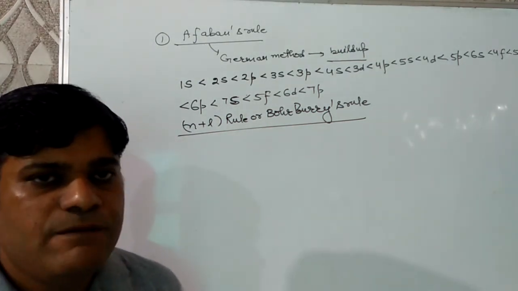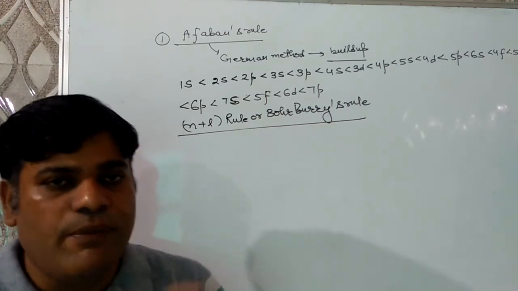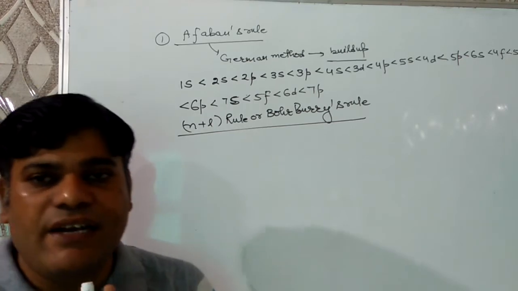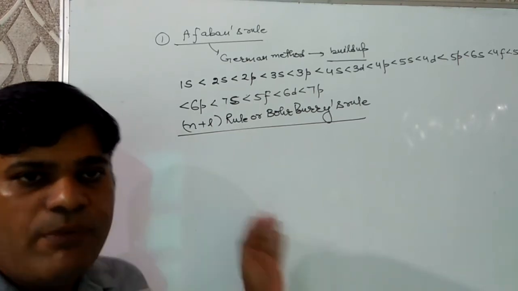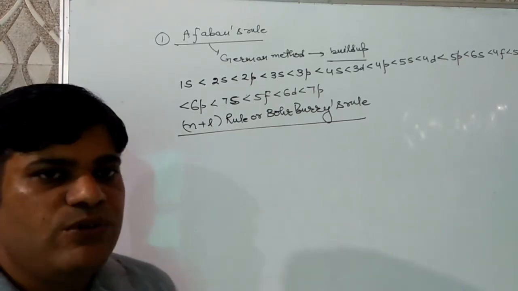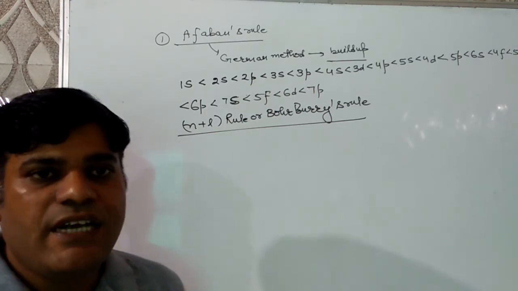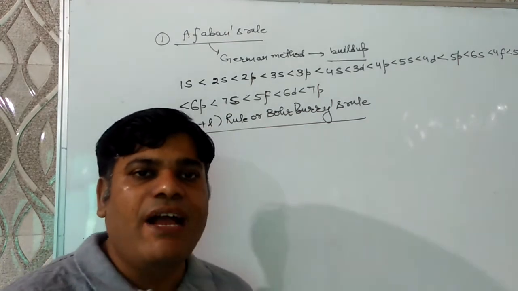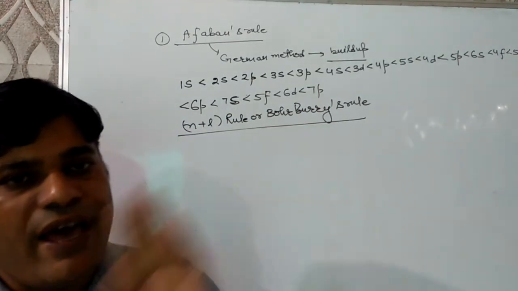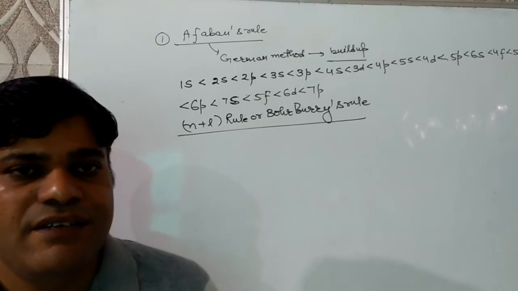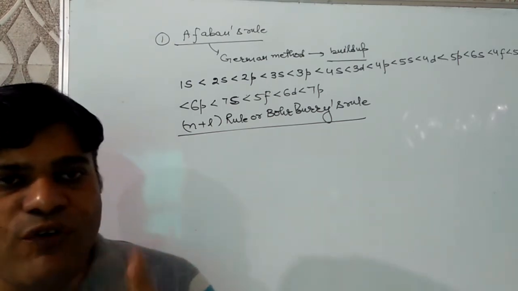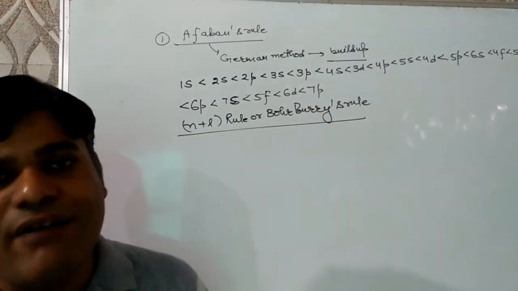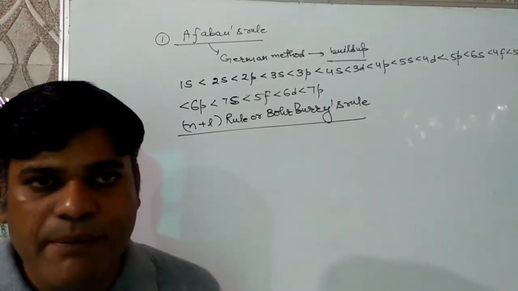According to this rule, if we want to compare the energy of two orbitals, then the orbital having higher n plus L value should have higher energy. But if n plus L value for two orbitals is same, then the orbital having higher n should have higher energy. I am repeating.